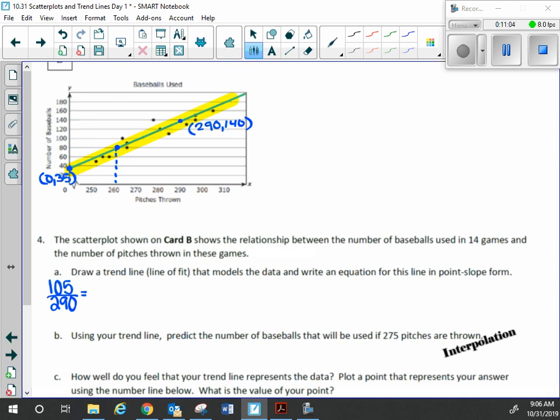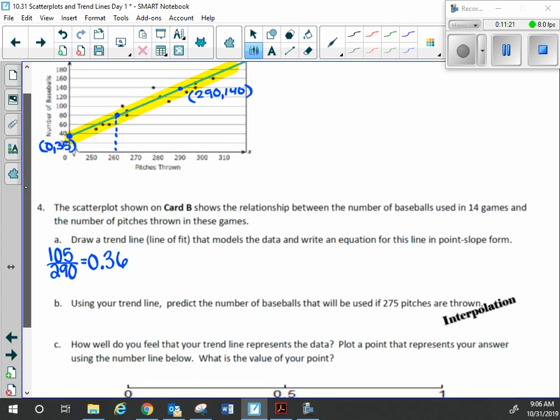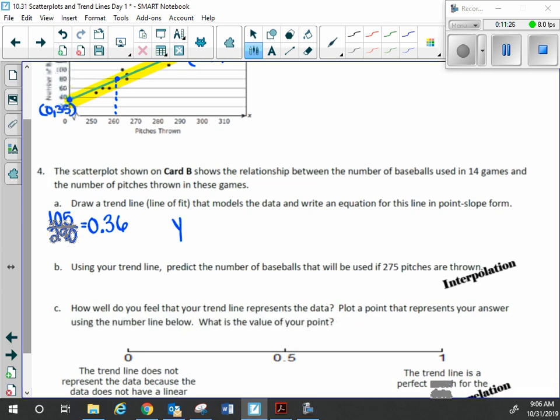Somebody simplify that for me. 0.36. Good. What kind of form do they want us to write? Point slope. So, doesn't matter which point we use. Which point do y'all want to use? The y-intercept. Okay, so y equals 0.36. Do I need to put x minus 0? Just put the x. Okay.